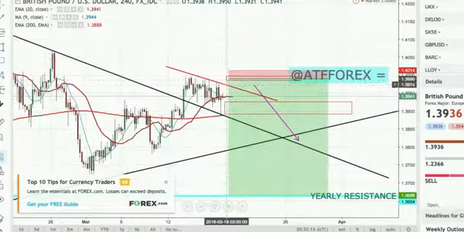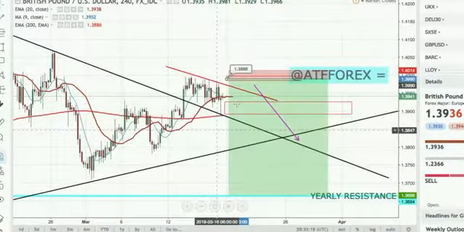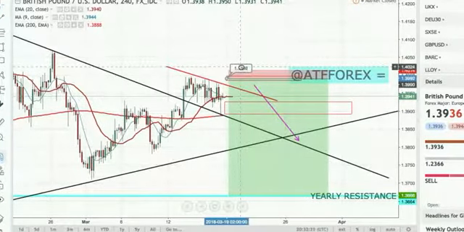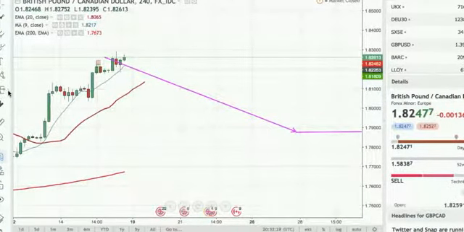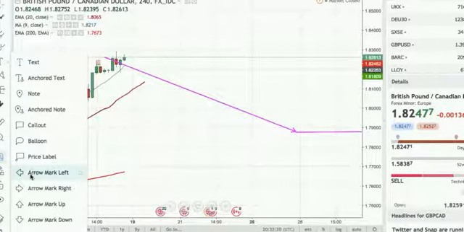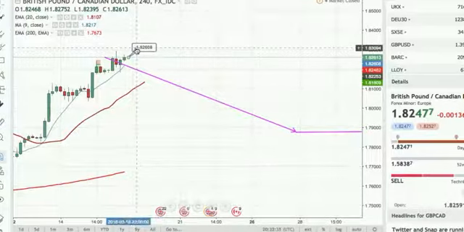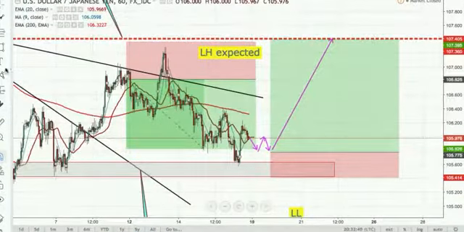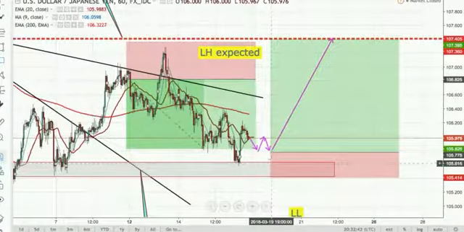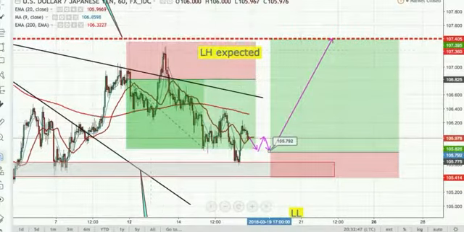So GBP USD entries at 1.3990 or 1.340 for that final case. GBP CAD entries just on the market open, so entries are going to be at 1.8260. USD JPY, we're going to be looking at entries this week at around 105.79 as well.